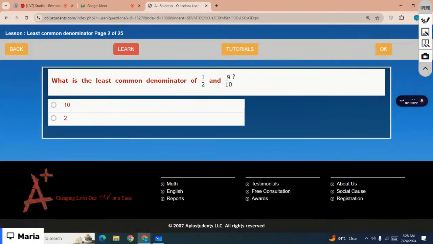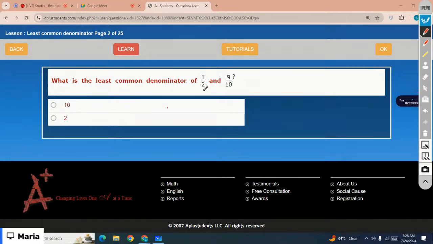Okay, what is the least common denominator of 1 over 2 and 9 over 10? That's the one we just did in the tutorial. So you have to write down the prime factors of 2. They are 2 times 1. And the prime factors of 10 are 2 times 5. So this is the common factor and this is the one that is not common. So 2 times 5 is 10. That is the least common denominator for 1 over 2 and 9 over 10. The correct option is 10. Very good.